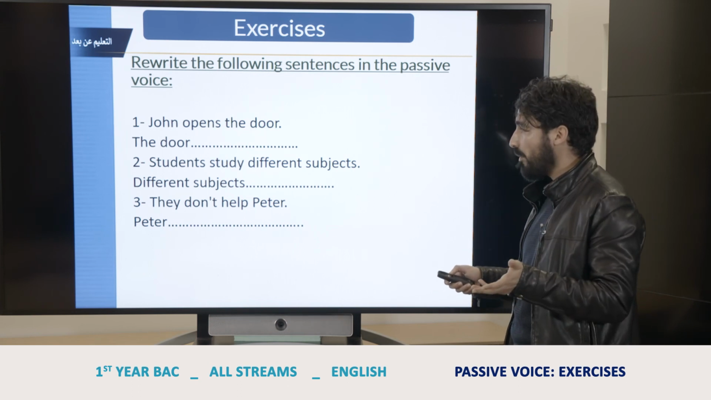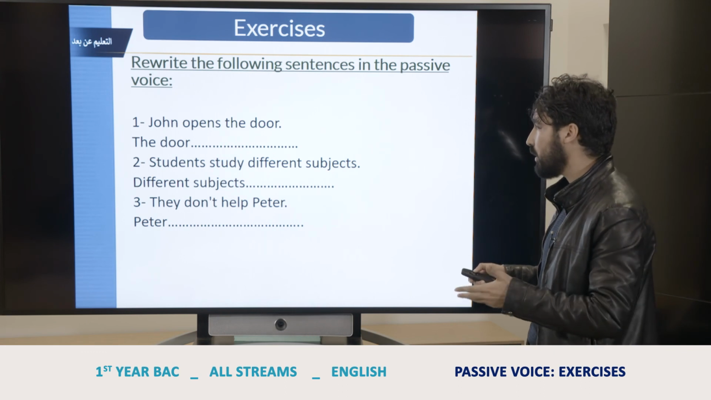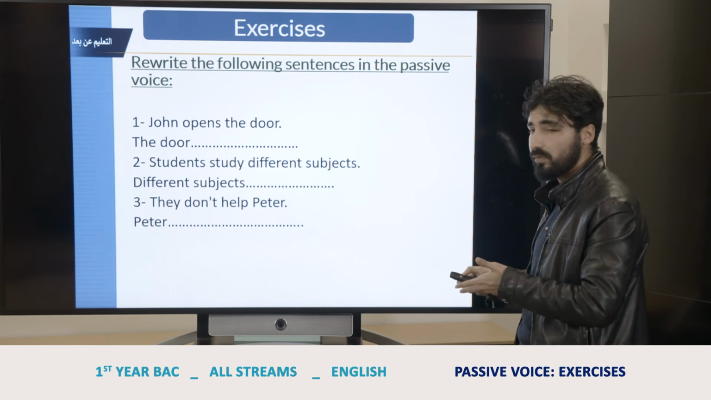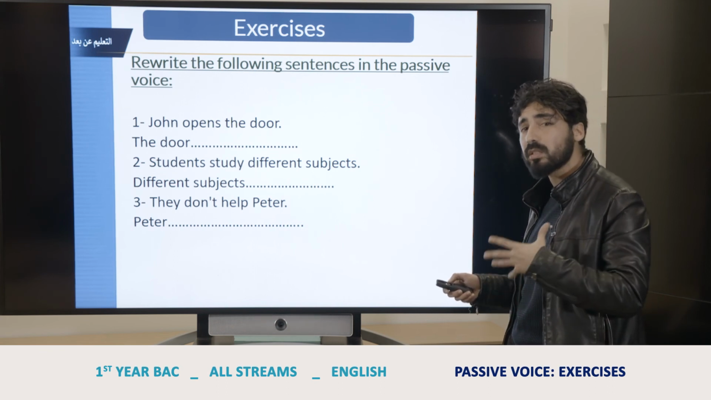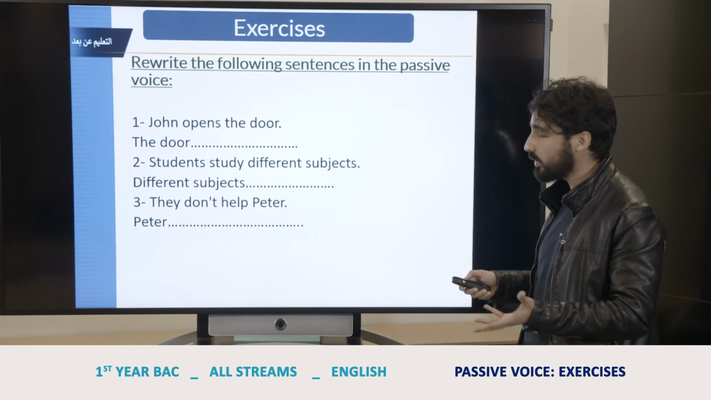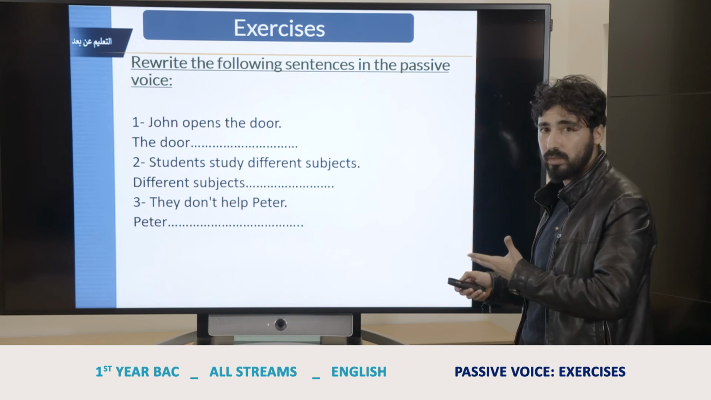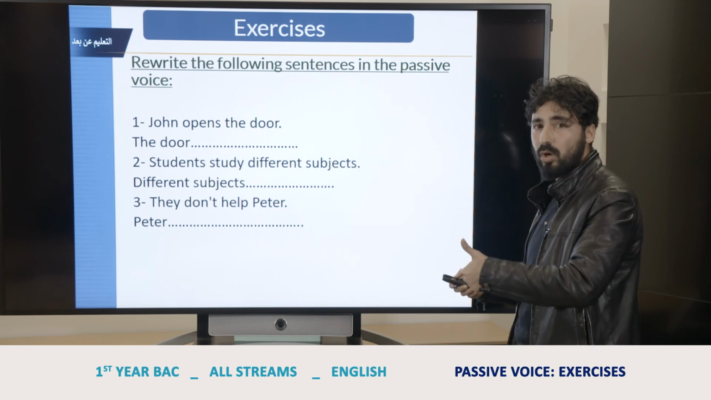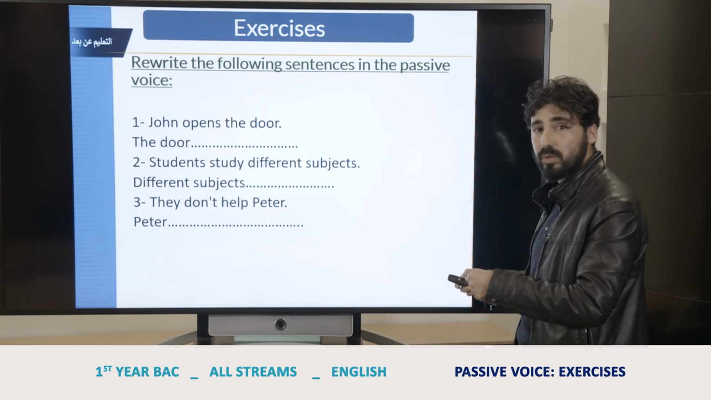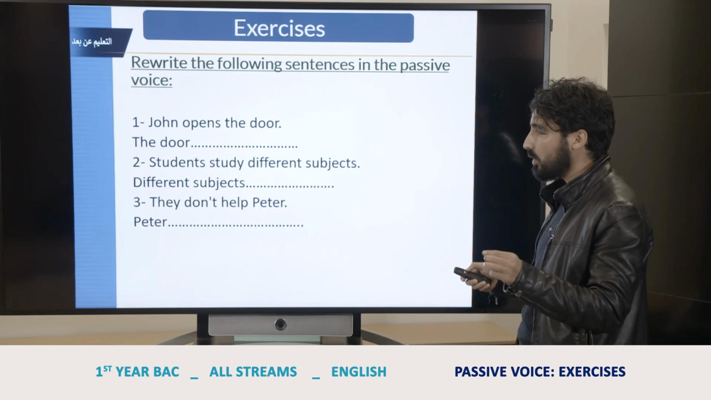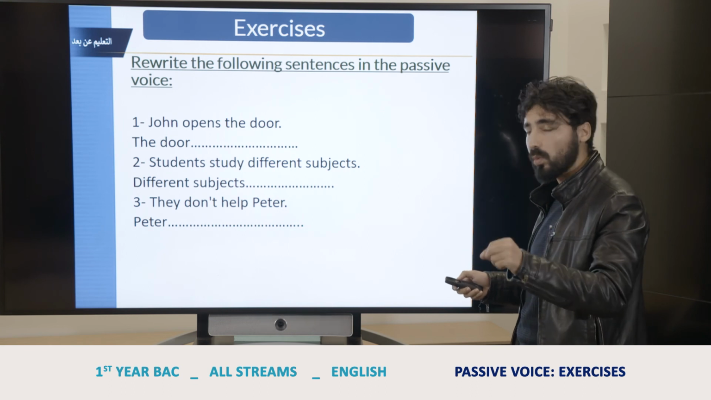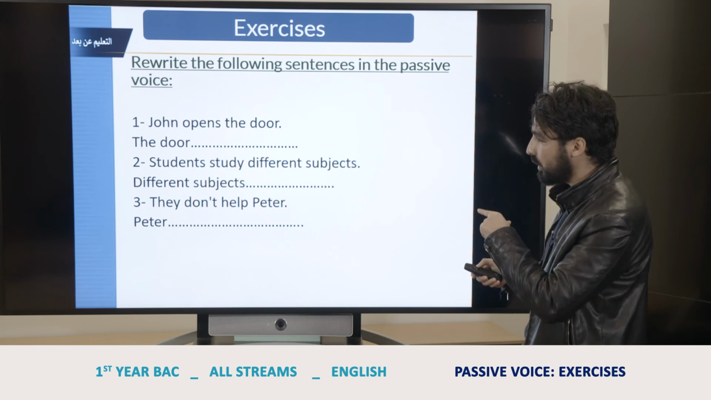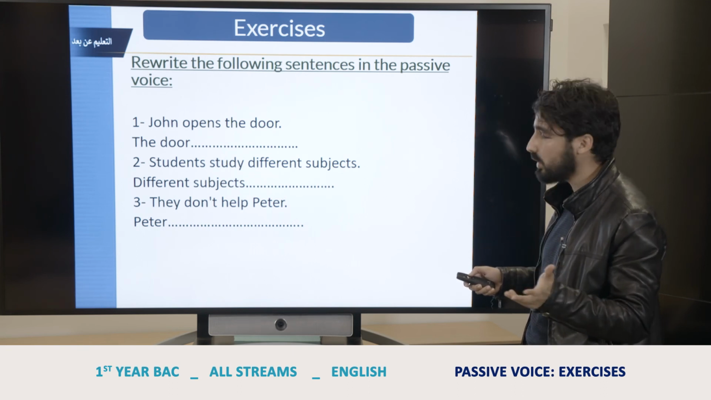Number 3, they don't help Peter. What is the object? It is Peter. What is the verb? Don't help. What is the tense? It's the present simple, because we have don't help. It's the present simple negative. So Peter is the object. What is the verb to be here? Is. But we're going to add not. Why? Because sentence number 3 is negative. If you look at don't, it means negative.